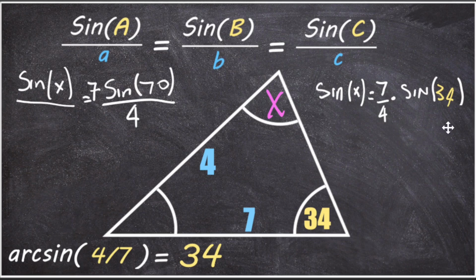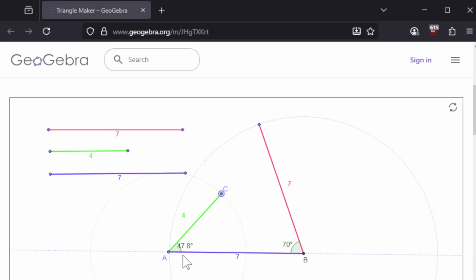And if you run this side of the equation through your calculator, you will get that sine of x equals this long decimal. Because the sine of x exists, angle x must exist, and that would mean that the triangle does exist. We can check this in an online triangle maker, where we can set up the original scenario and then check the solution. So here's the original setup. The length of the base is 7, the length of the left edge is 4, and the angle on the right side of the base is 70 degrees.